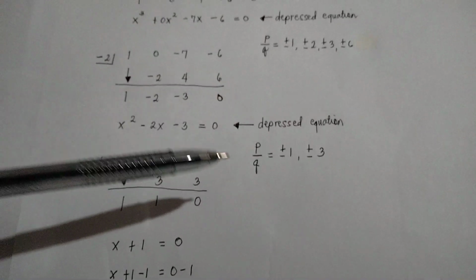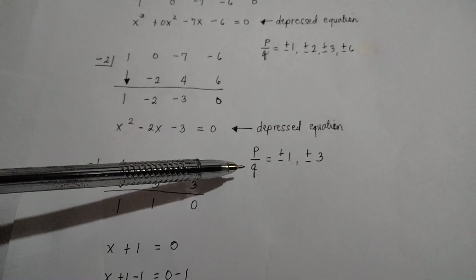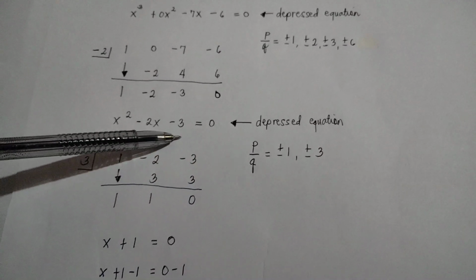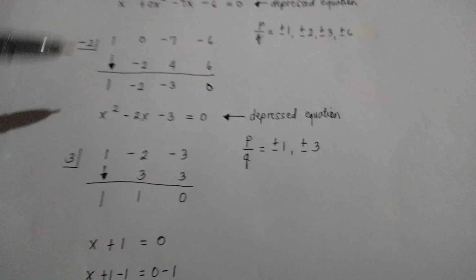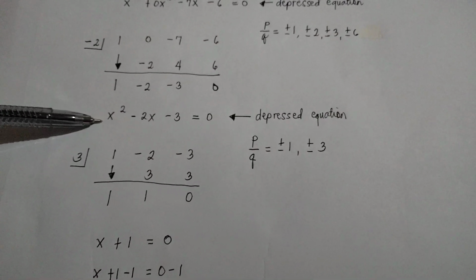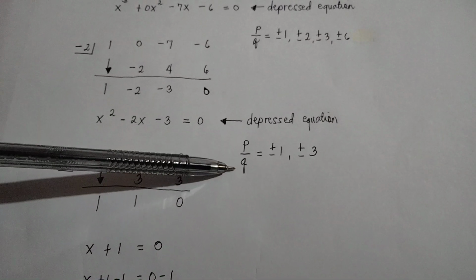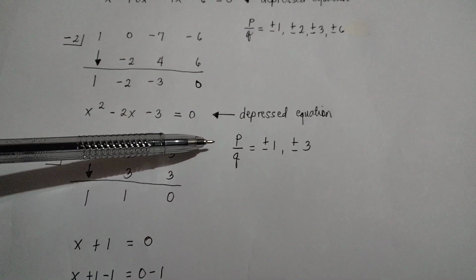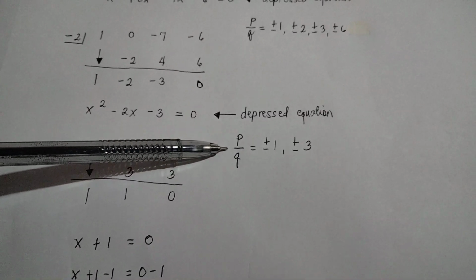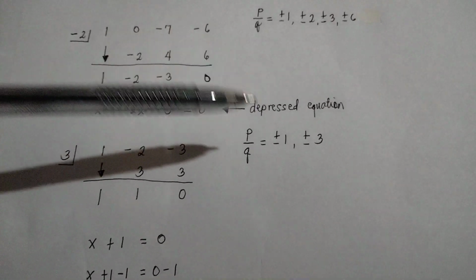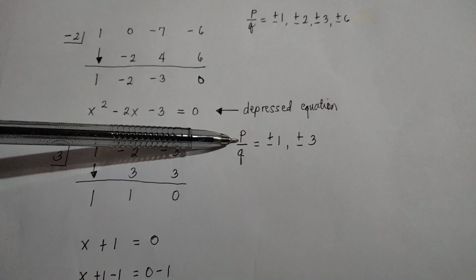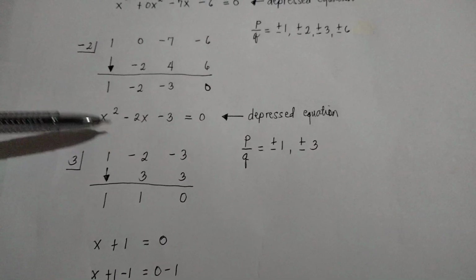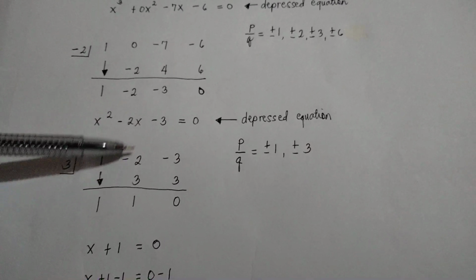Let's continue. Again, we're going to apply the rational root theorem, p over q. P are all the factors of negative 3, and q are all the factors of the leading coefficient, which is 1. Since this is 1, p over q are all the factors of negative 3. Therefore, the possible rational roots now are positive negative 1 and positive negative 3. From this, we're going to choose one, and I choose 3. Then, take the coefficients of the depressed equation: 1, negative 2, negative 3.